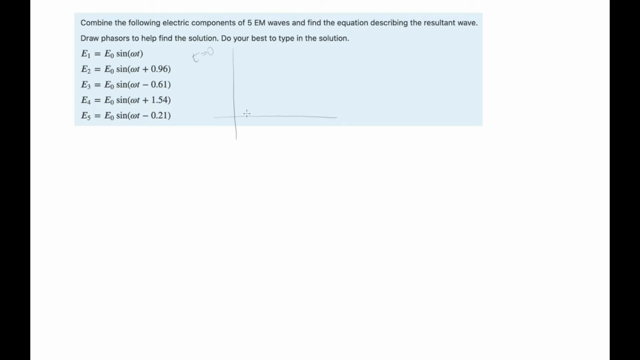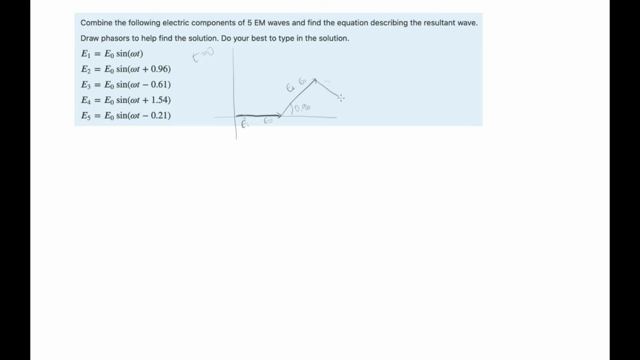0, we're going to have our first wave here, which is E1, and it's going to have a magnitude of E0. And then we're going to have another one. I'm not sure what these angles are, this is not to scale. So this is going to be E2, and it's going to have a magnitude of E0.